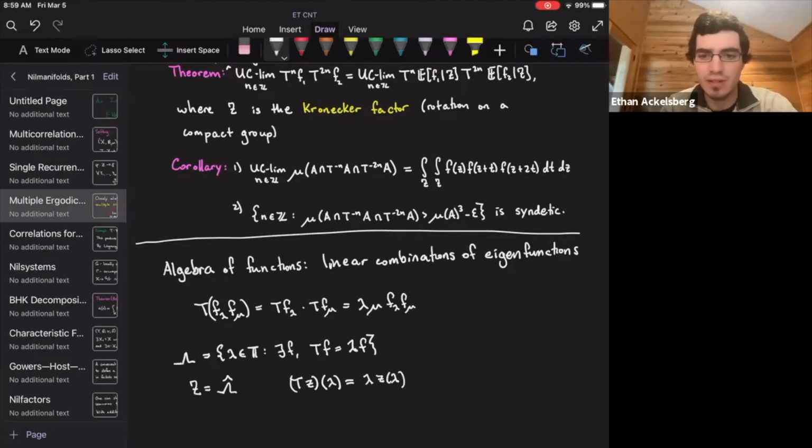I think this is right. I may be cheating slightly. But the point is this compact group comes from just looking at your eigenvalues. You can take the dual, and there's some simple construction to actually view what's happening on the Kronecker factor as a group rotation. Okay, thank you.